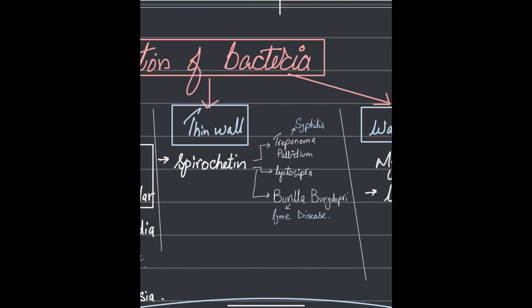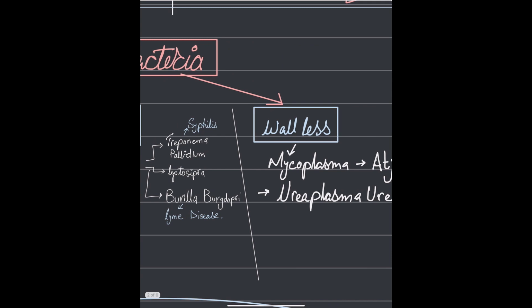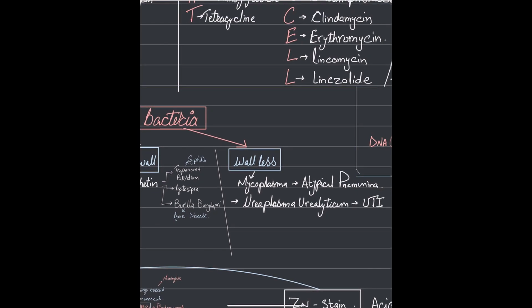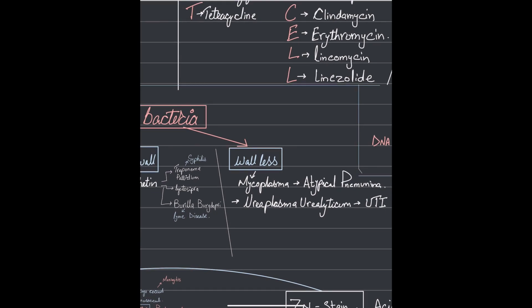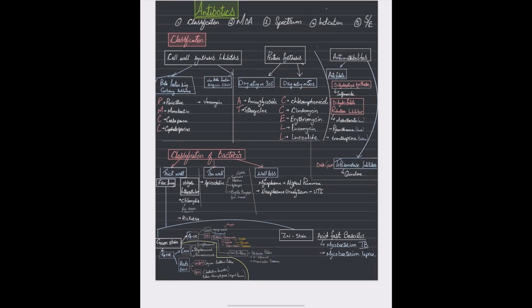And now we go to the thin wall: spirochetes. Spirochetes are further divided into Treponema. Treponema pallidum causes syphilis, and then Leptospira and Borrelia. Borrelia can cause Lyme disease. Now we go with the wall-less bacteria. Only two bacteria are included here: Mycoplasma, which can cause atypical pneumonia, and Ureaplasma urealyticum, which causes UTI infections.